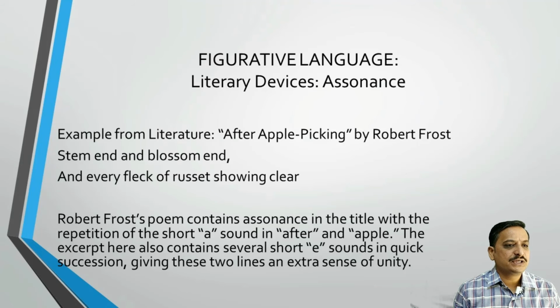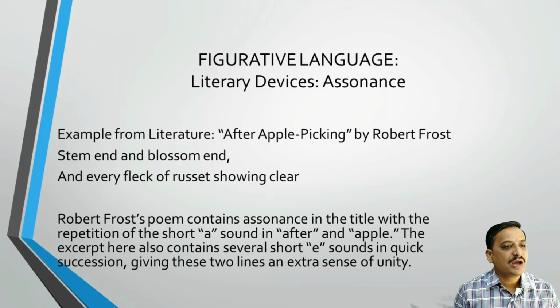An example of literature for assonance would be After Apple Picking by Robert Frost. "Stem and blossom end, and every fleck of russet showing clear." Robert Frost's poem contains assonance in the title with the repetition of the short A sound in "after" and "apple." The excerpt here also contains several short E sounds in quick succession, giving these two lines an extra sense of unity.